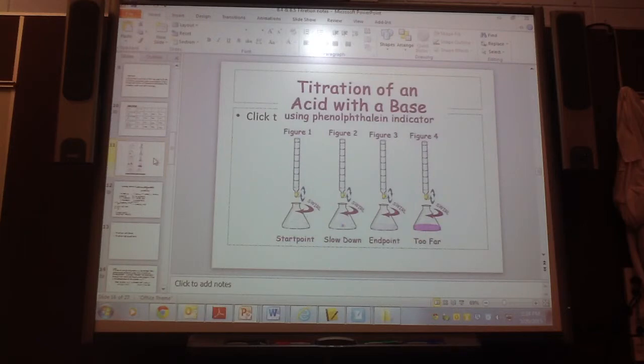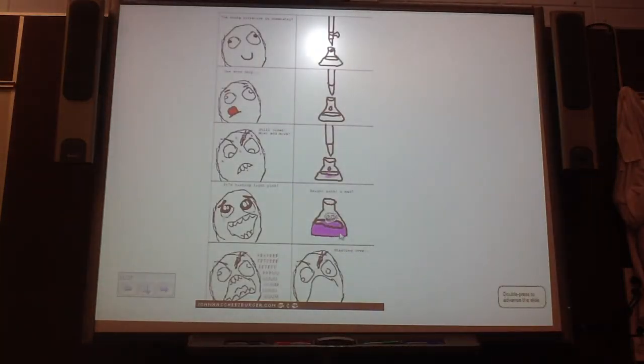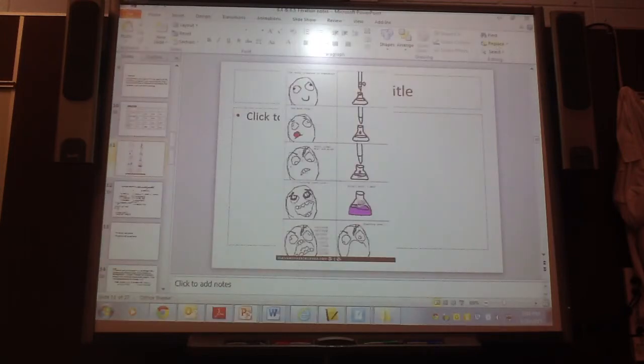I had lots of fun cartoons for this one. This is them doing their titration. They went too far and they got mad. One more drop. Oh, it's clear. Add one more. It's turning light pink. Bright pink. Mad. Okay? So that's titrations.